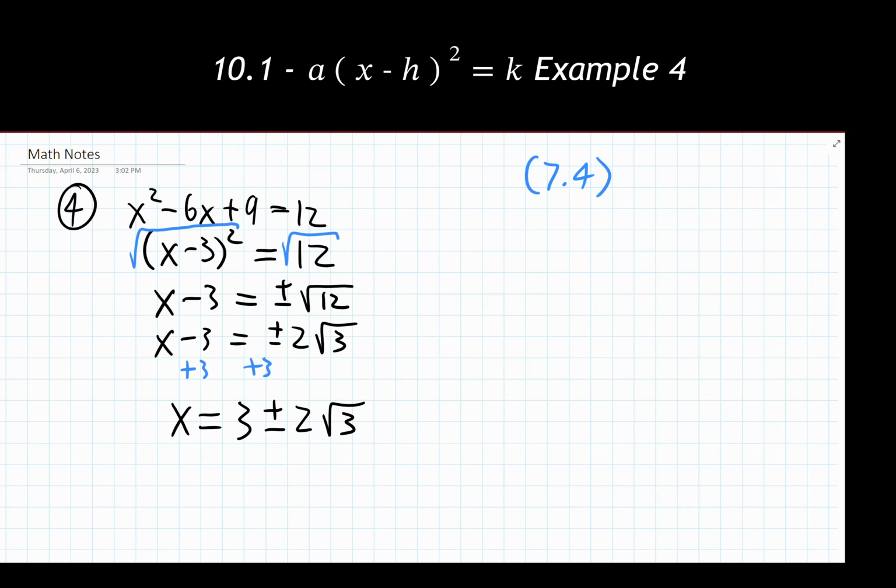And like we saw with the previous example, maybe you're required to split this up into one instance where I have 3 plus 2 square root 3, and one where I have 3 minus 2 square root 3. Just make sure you're checking the problem or with your instructor as to which answer form they are looking for as you get through and finish this problem up.